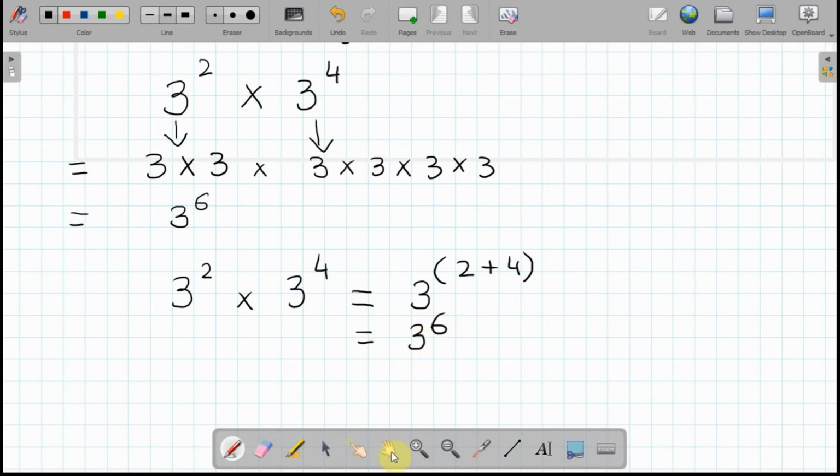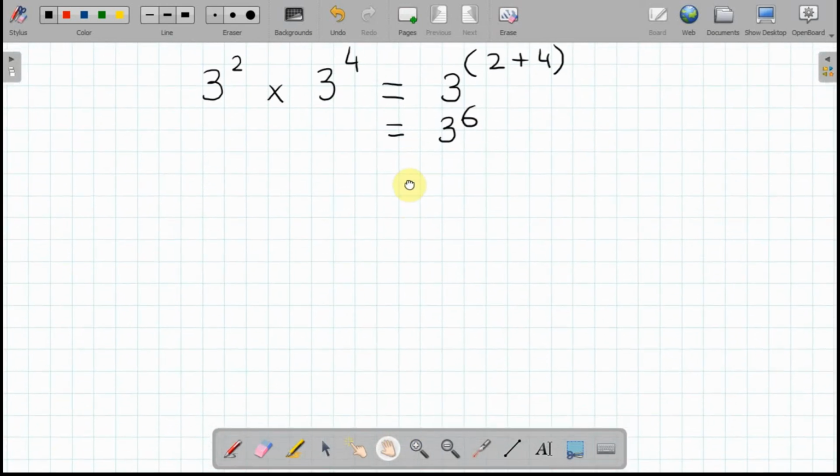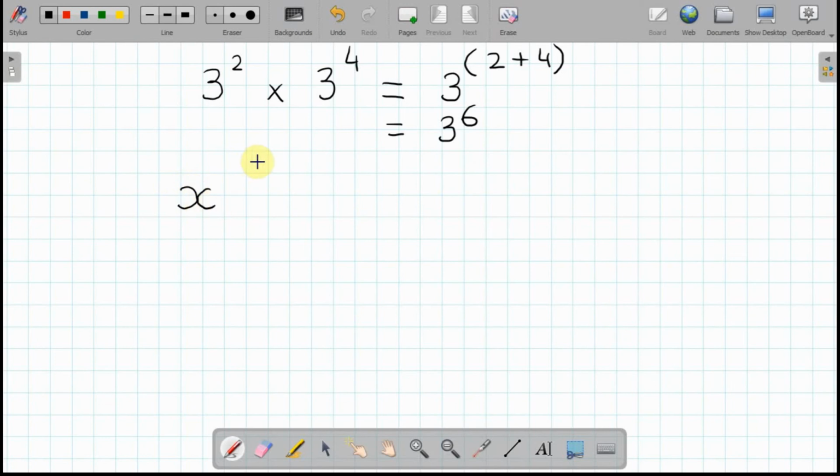Okay, now let's have a look at another example with this particular situation. So this time I'm going to use some letters. So if I have x to the power 5 times x squared, again, instead of writing out 5 x's multiplied by itself and another 2 x's, the two bases are the same. I'm multiplying. Remember, this is not for addition or subtraction. This is multiplication here, right? So I'm going to write it as x to the power 5 plus 2, which is x to the power 7.